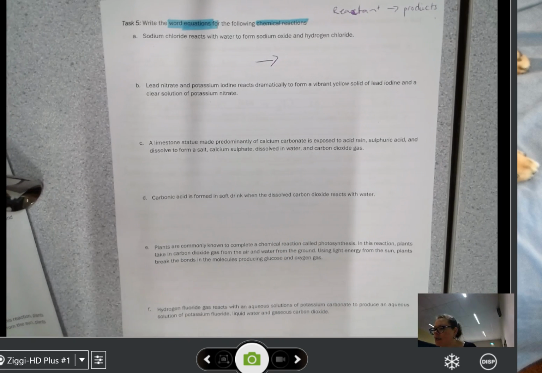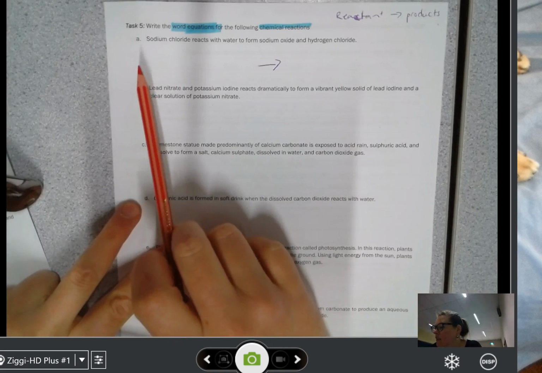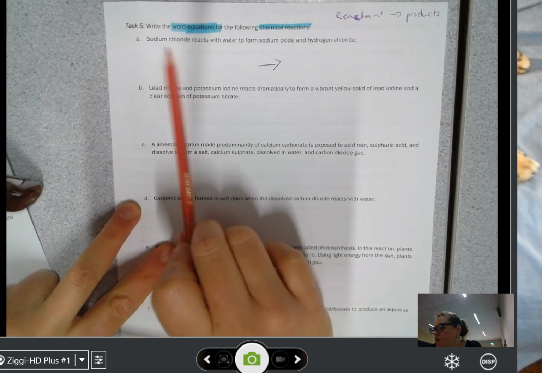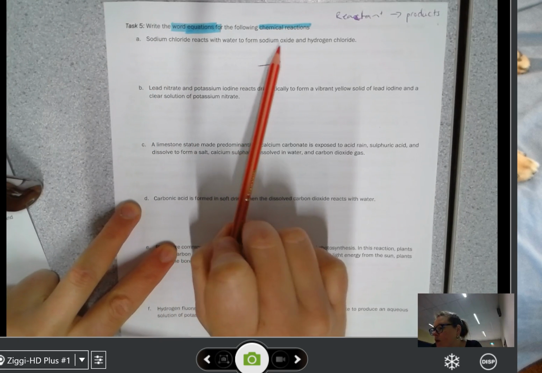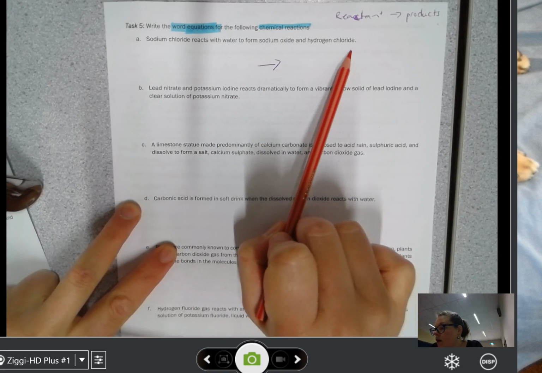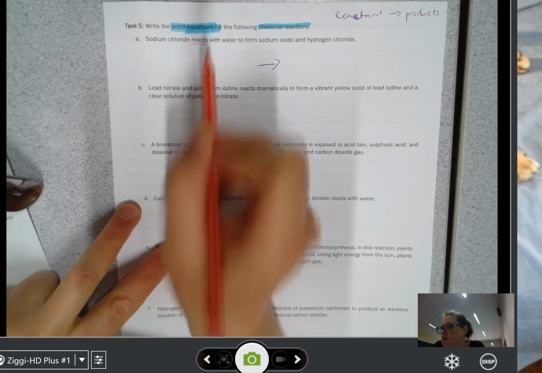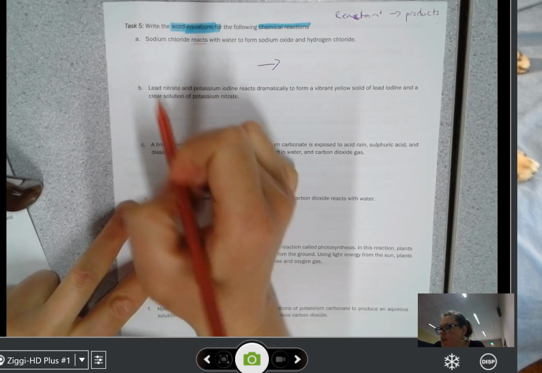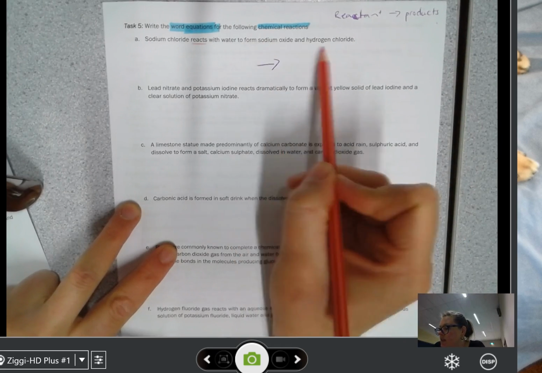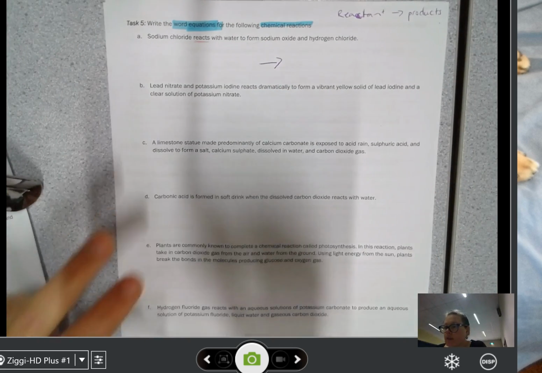whichever one you want, and then you are going to circle what the reactants are in one colour and what the products are in another colour. So if we have a look at this question here, sodium chloride reacts with water to form sodium oxide and hydrogen chloride. So our reactants, this word "reacts" tells us that this is the reactant side. The "form" tells us that this is the product side. It's not always that obvious, but this time it is.